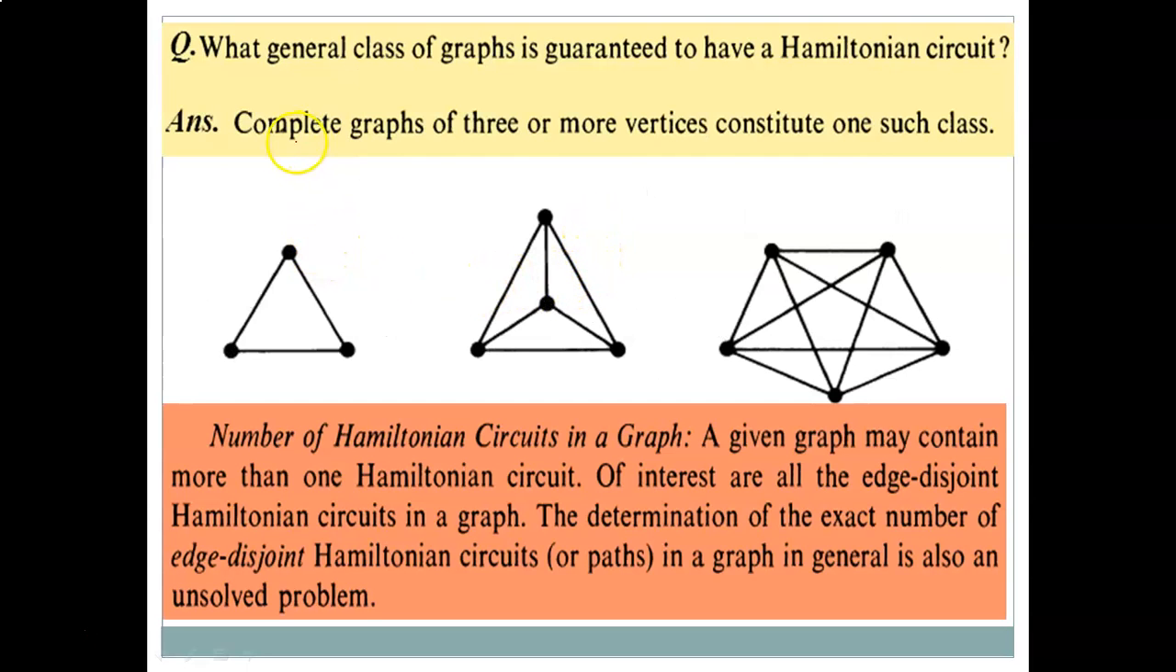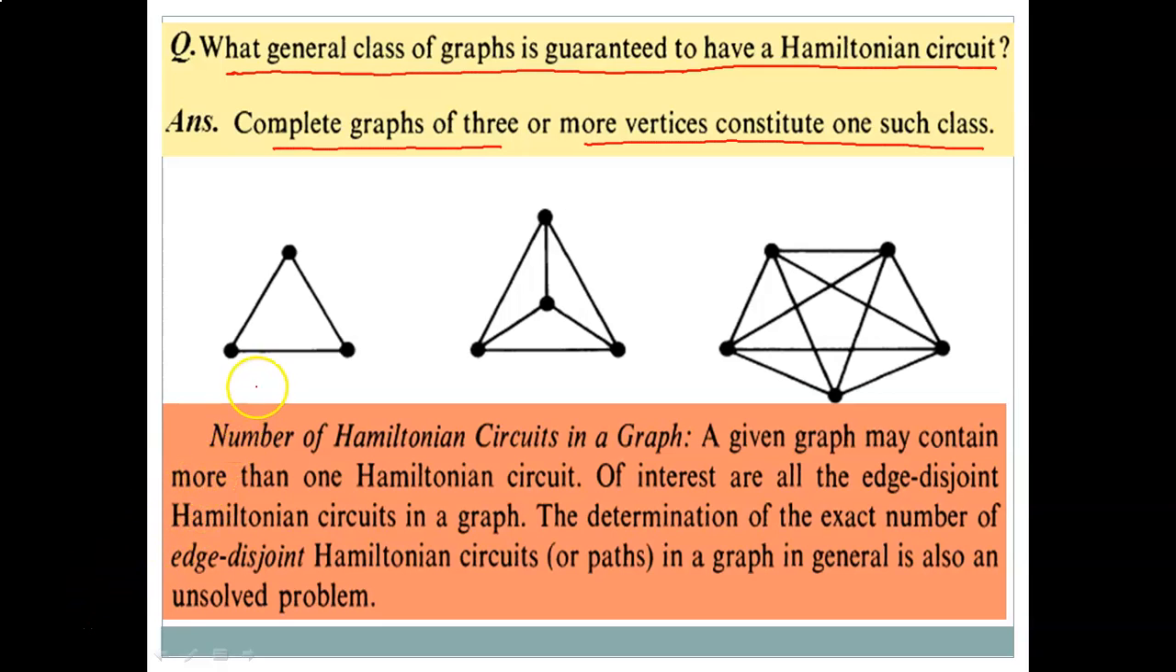Now one question arises. Can you find a general class of graphs which is guaranteed to have a Hamiltonian circuit? I put the question this way: what general class of graphs is guaranteed to have a Hamiltonian circuit? The answer is that complete graphs with 3 or more vertices constitute one such class. If you have a complete graph with 3 or more vertices, then definitely that graph will have a Hamiltonian circuit.